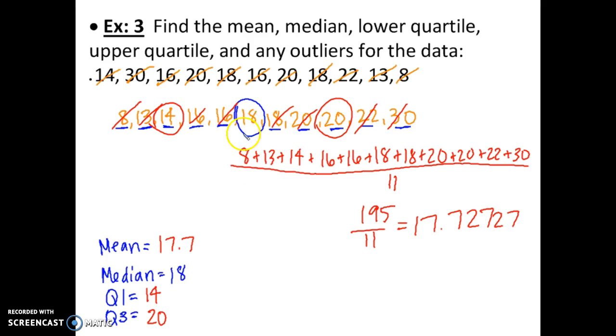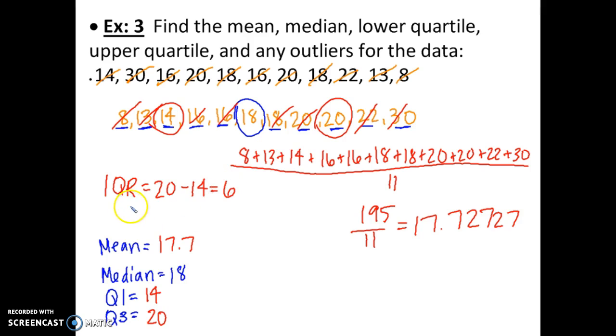Which, if you think logically, the middle of our data is at 18, so having an average of 17.7 is not necessarily so far off. They're both kind of close in this one. And we also want to find the outliers. Now, to first find the outliers, we have to find our interquartile range. So that's the IQR. And that's going to be the highest quartile minus the lower quartile. So that's 20 minus 14, which we get 6.